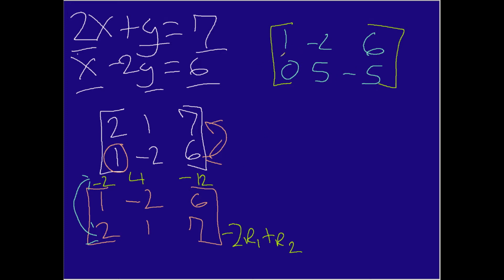Not only do I now have my 1 in the upper left-hand corner right here, I also have my 0 down here. So now the next step is going to be to deal with this 5 here. I must find a way to make this 5 a 1. So I'm going to move to the next slide and make a little bit more space for myself. If you don't mind, please be patient.